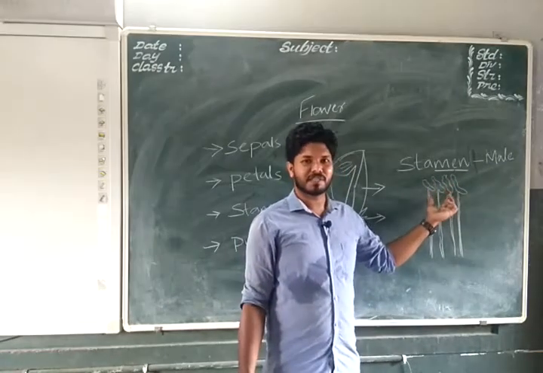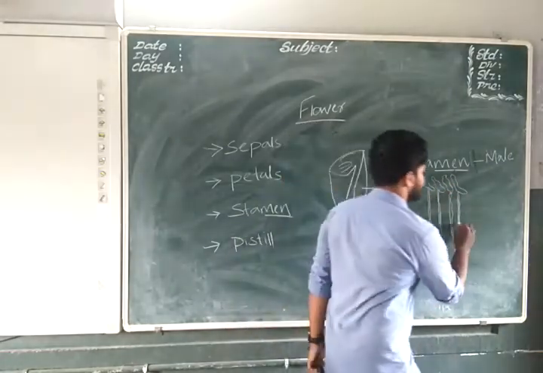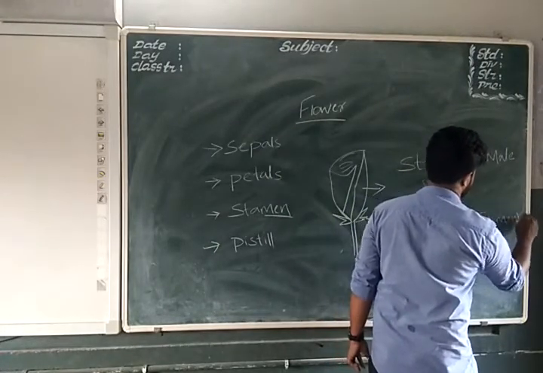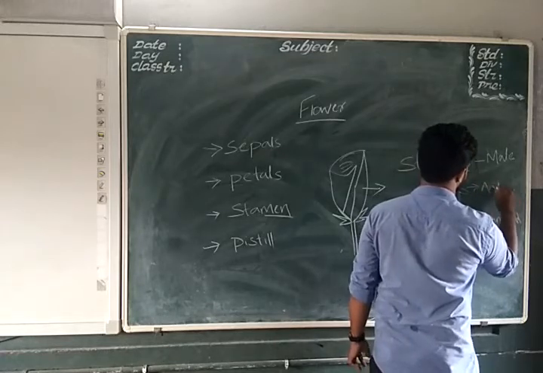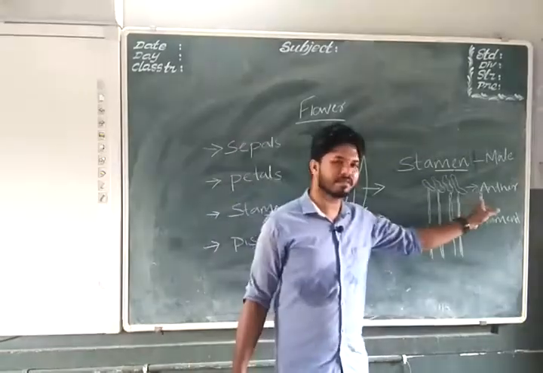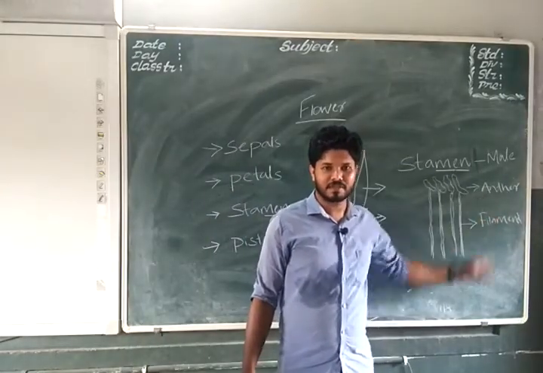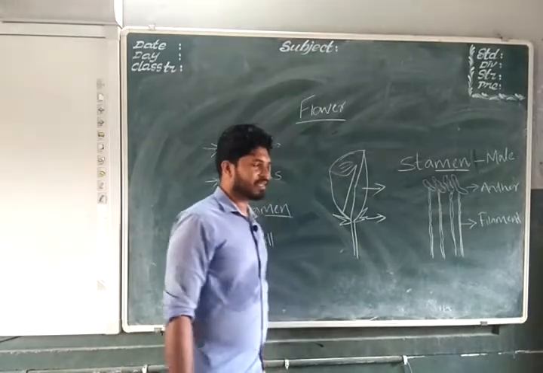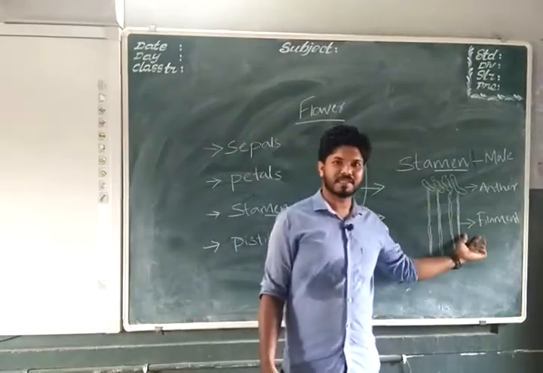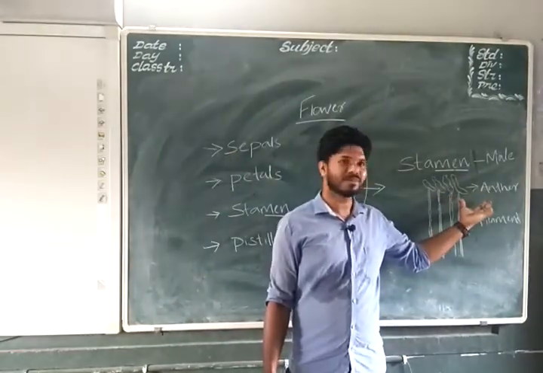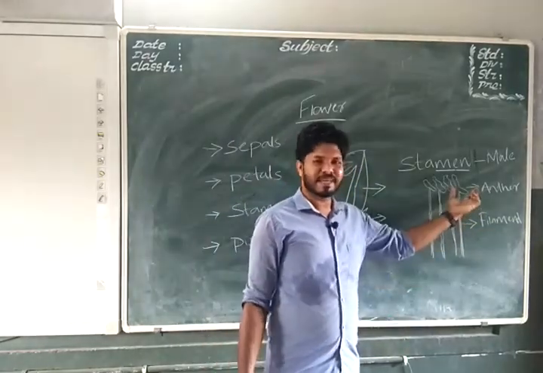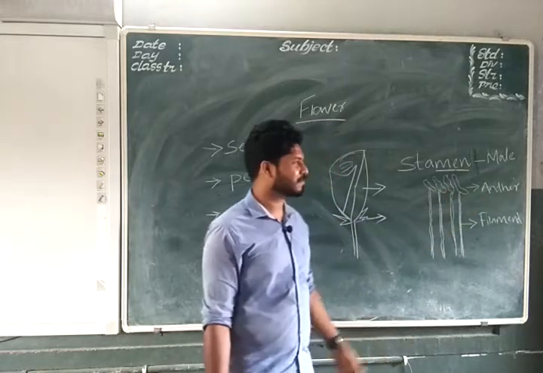So this male reproductive part consists of filament and anther. Filament and anther. And this anther consists of pollen grains. You know what is pollen grains? When you are taking a hibiscus flower, you can see the filament and the anther bears pollen grains that you can see there. Mostly it will be yellow colored in most of the flowers.